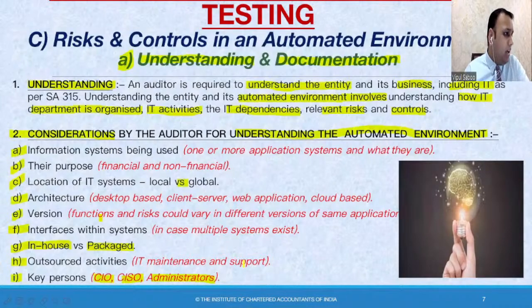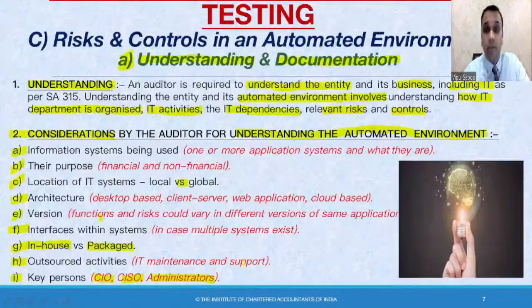Meanwhile, Charu asked me about architecture. Good, Charu. There is desktop-based architecture, client-server architecture, web application, and cloud-based. For cloud-based, I gave you an example, Google Drive. A web application is where you log into a particular website. For example, you're working for a company and they have given you access. You use a user ID and password, like we use net banking. That is a web application or mobile application, right?